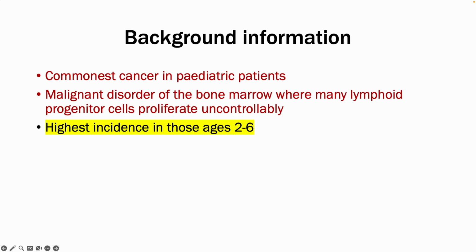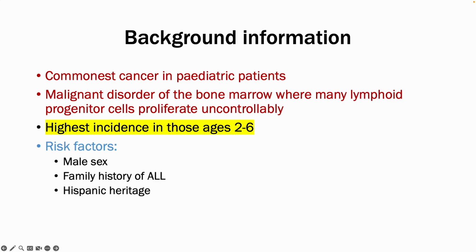The highest incidence for ALL is in those ages 2 to 6, so it is mainly a pediatric condition. However, adults can also be affected. And some of the key risk factors to be aware of are male sex, family history of ALL, and Hispanic heritage, as all of these have been linked to an increased incidence of ALL.